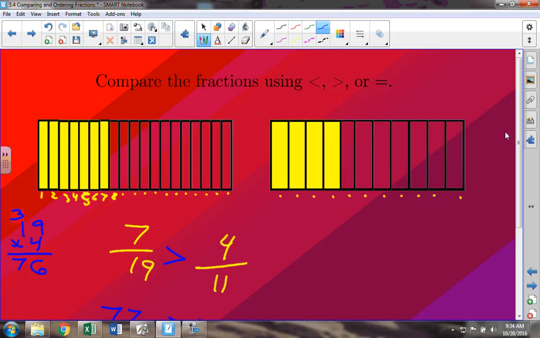This left-hand model actually is more than the right-hand model, just by a tiny little bit.